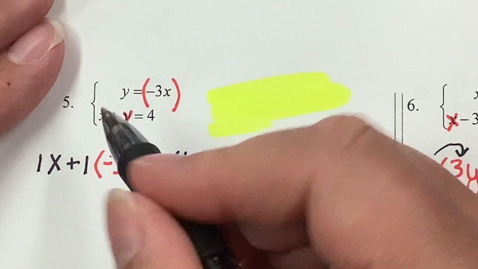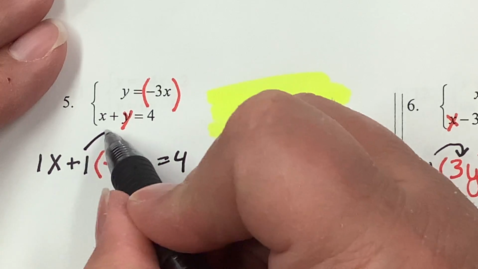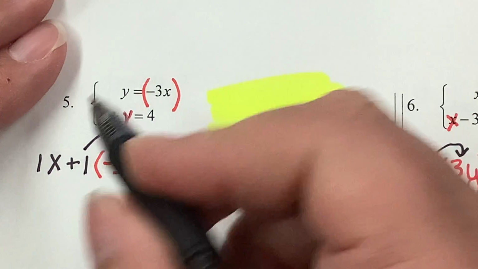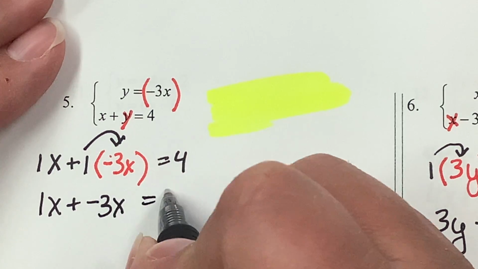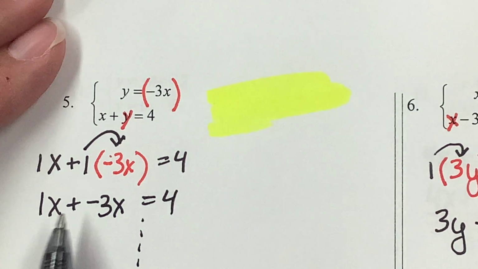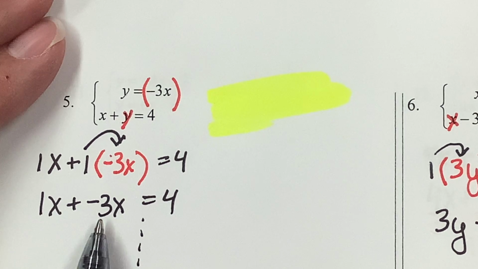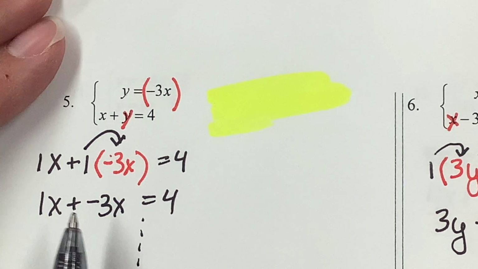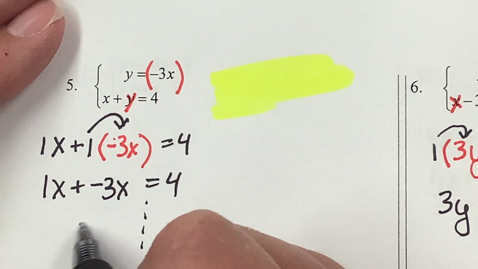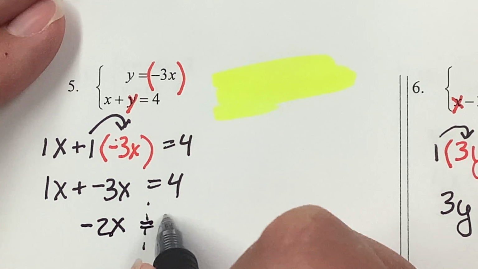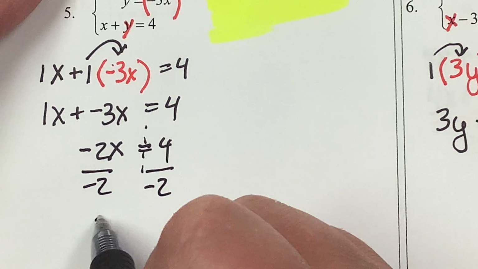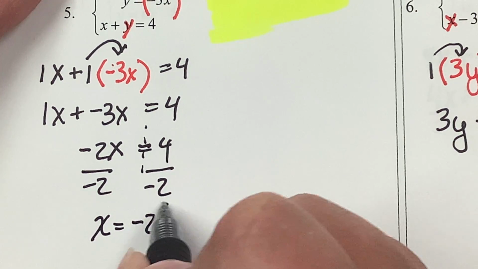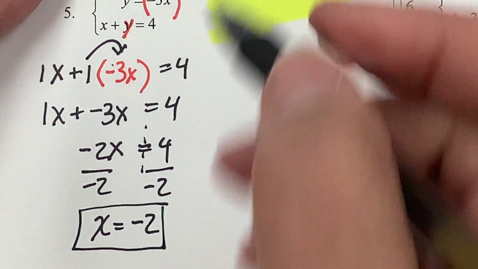So I know that you know what to substitute. Equals 4. So 1 times negative 3x. 1x plus negative 3x equals 4. Now look, they're on the same side of the equal sign. 1x plus negative 3x, you do what you see. It's only when you go to the opposite side that you do the opposite. So 1 minus 3 is negative 2x equals 4. Divide by negative 2, divide by negative 2, and you get x equals negative 2. Put a little box around it because it's beautiful.